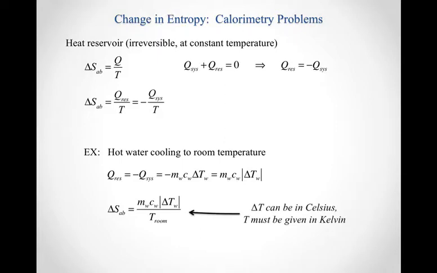You can leave the temperatures in Celsius to do this temperature change calculation, but the temperature of the room has to be given in Kelvin. So whether you calculate delta T in units of Celsius or units of Kelvin, you get the same answer. But obviously when you plug in the temperature of the room to calculate out the change in entropy, that has to be done in Kelvin.